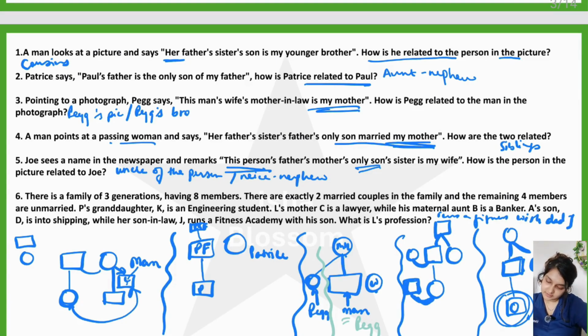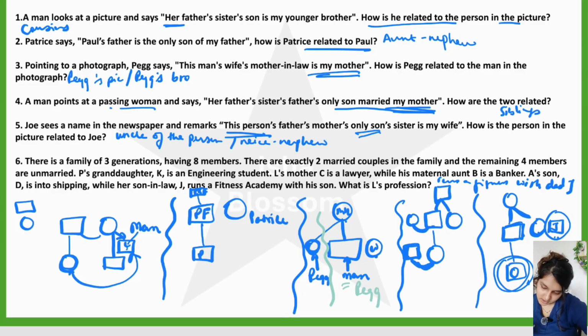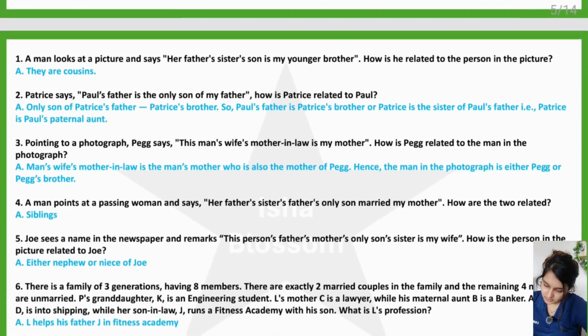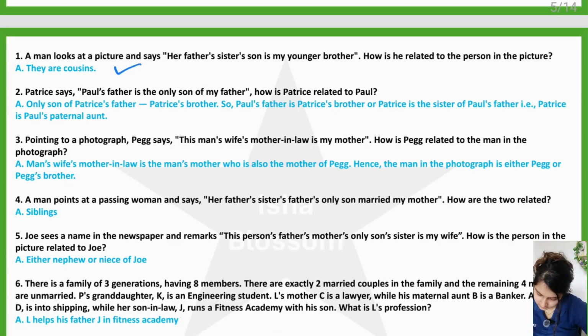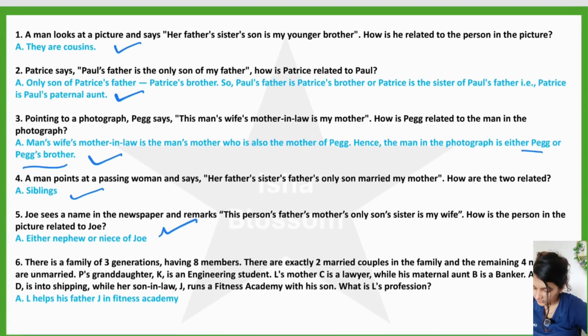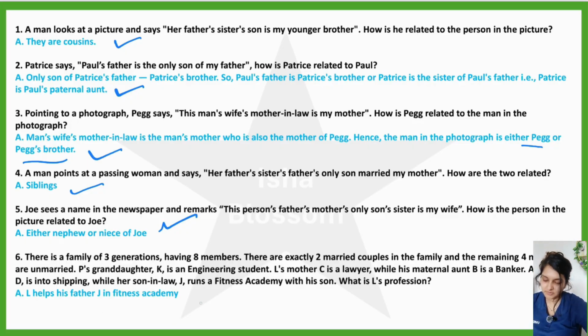Okay, let's check our answers. Cousins, aunt, nephew, Peg or Peg's brother, siblings, uncle of the person, and runs a fitness academy. Yeah, they are cousins. Patrice is aunt, correct. Man's wife, yeah. Man in the photograph is either Peg or Peg's brother, correct. Siblings. Either nephew or niece of Joe, yeah. So I'm saying Joe is the uncle, correct. And L helps his father J in fitness academy, correct.